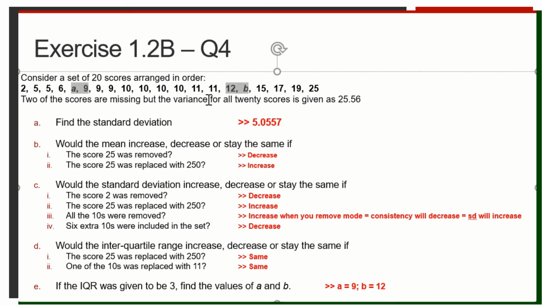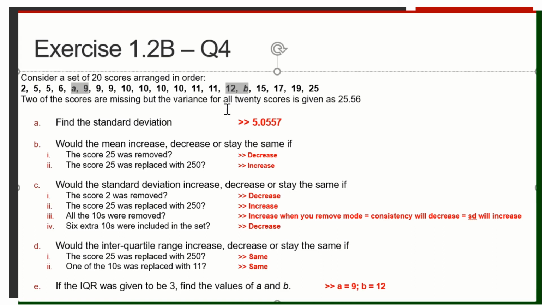Now, if the IQR was given to be 3, find the values of A and B. Now, this is more of a guessing game actually. So what values can A take? A can be 6, 7, 8 or 9. B can be 12, 13, 14 or 15. So I want you to write the possible numbers A can be, the possible numbers B can be, and what values can go in A and B that can give you an IQR of 3. 9 and 12. That's the only pair that can give you the IQR of 3.